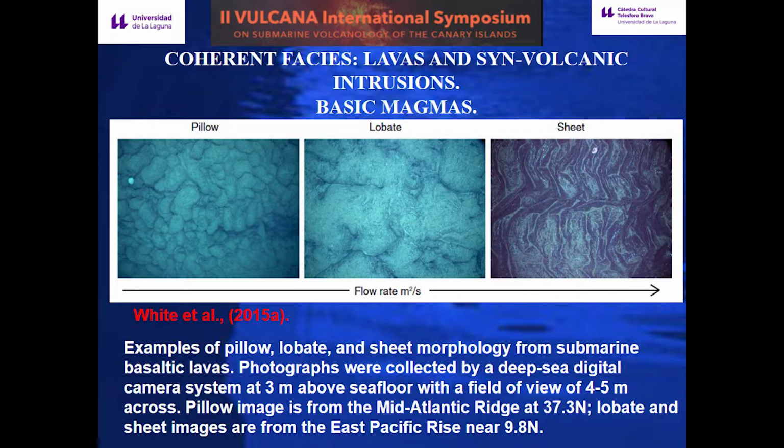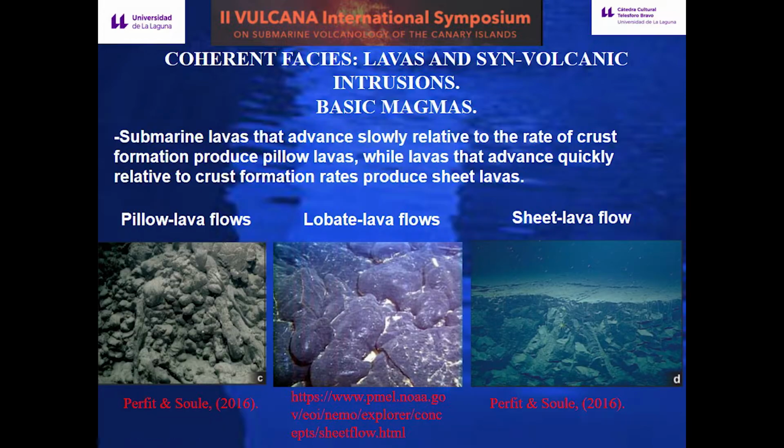Pillow, lobate, and sheet lava are shown above the sea surface. Submarine lava that advances slowly relative to the rate of crust formation produces pillow lava, while lava that advances quickly relative to crust formation rate produces sheet lava. The lobate lava is an intermediate type.